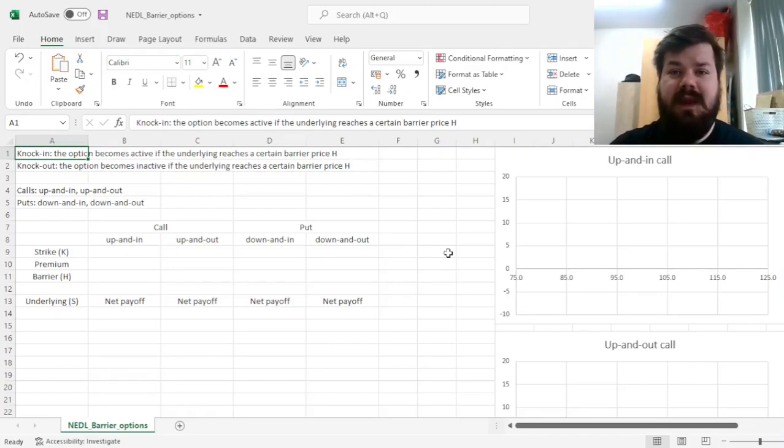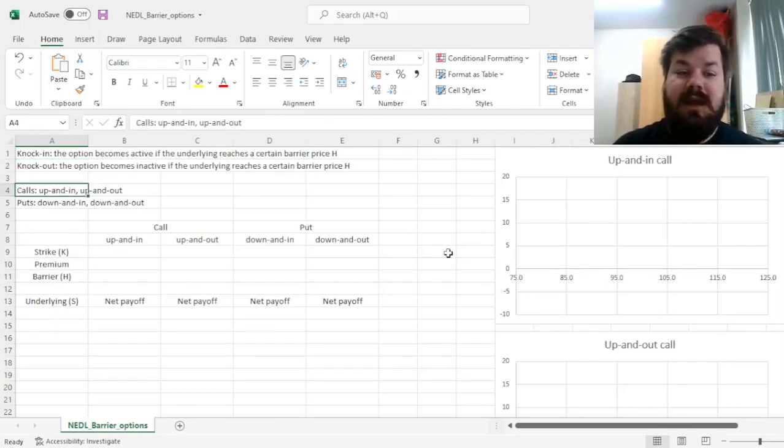So let's start. The barrier options overall are an exotic type of options. It means that they are more complicated contracts than your vanilla options, and they can be knock in and knock out in terms of some barrier price H. H stands for hurdle, and that is a price that shapes the payoff structure of barrier options additionally to the strike price and the premium. The barrier price is a level that the underlying price must cross for the option to become active or inactive, if we're talking about knock in and knock out options respectively.